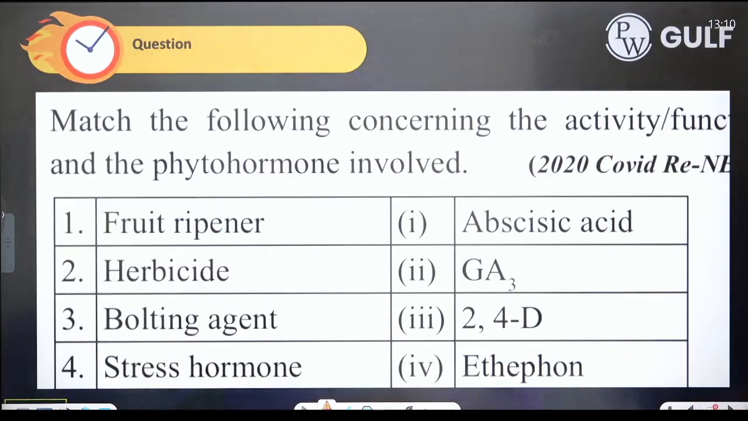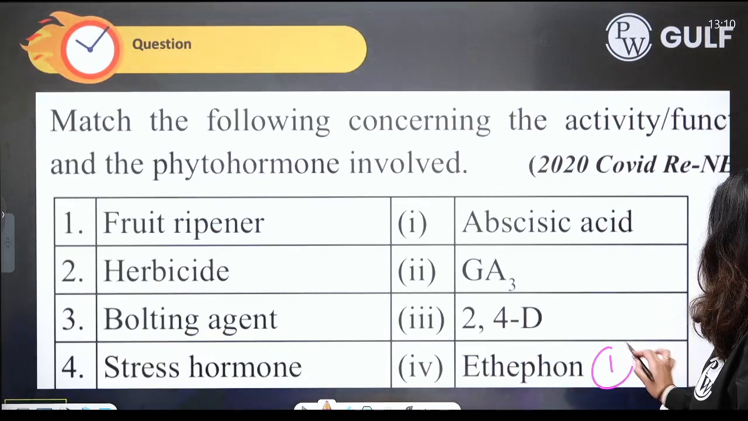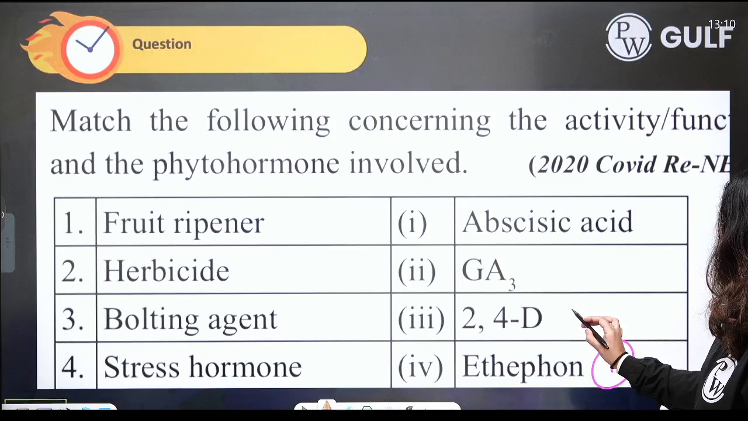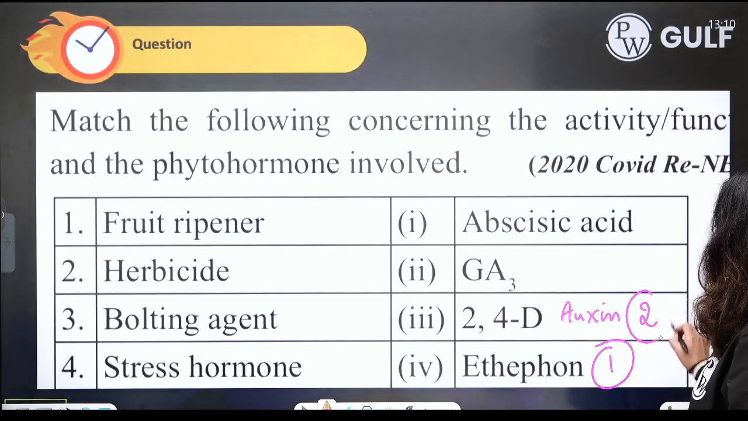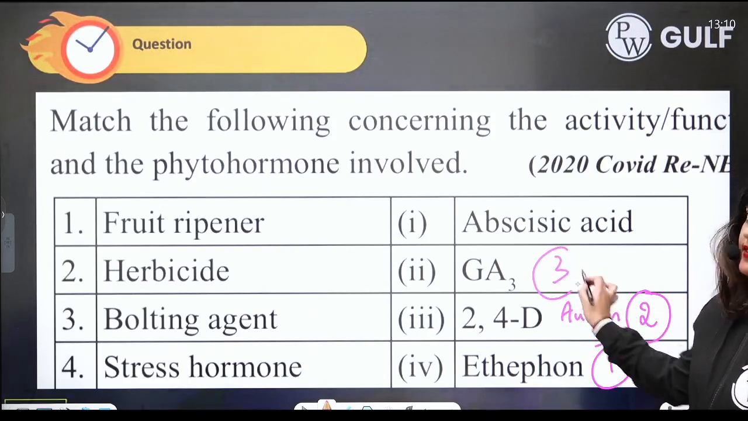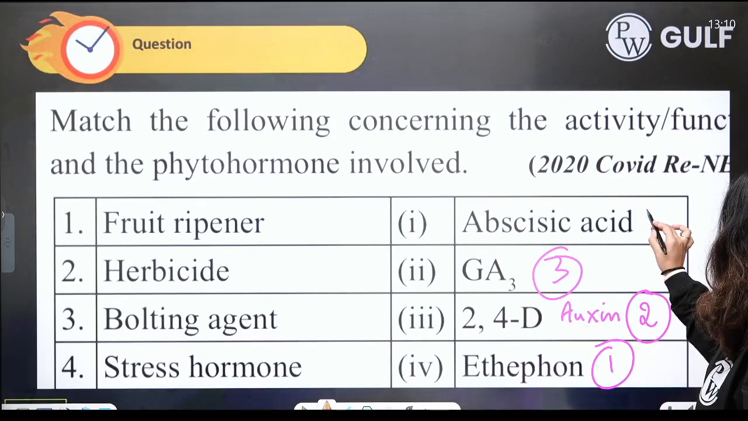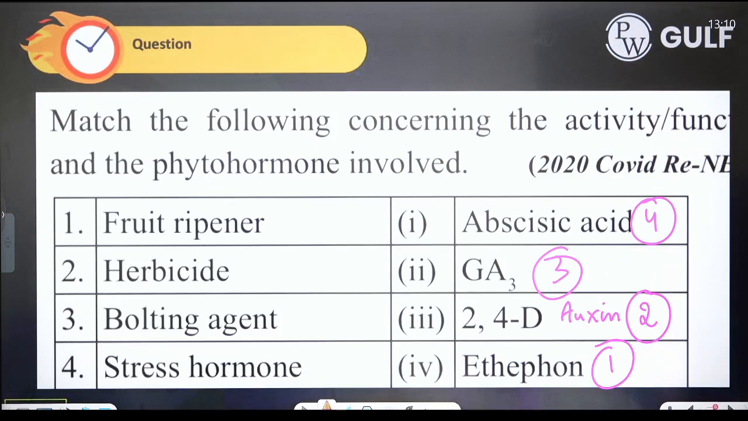Last question, match the following. The fruit ripener is ethephon. The herbicide is 2,4-D, which is an auxin. The bolting agent is gibberellic acid. And the stress hormone is abscisic acid. Very easy, match the following, right?